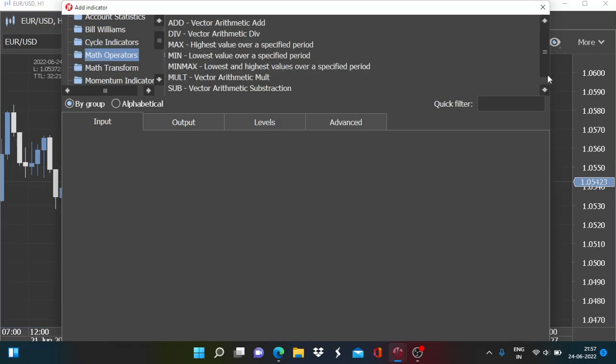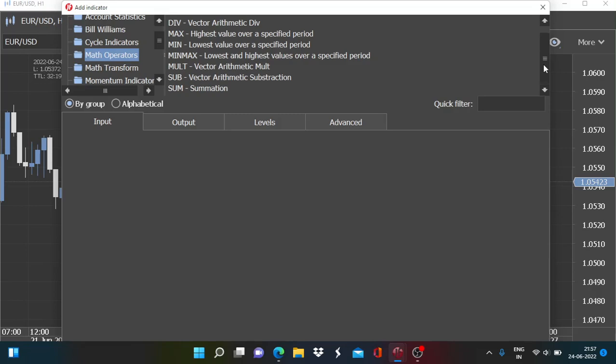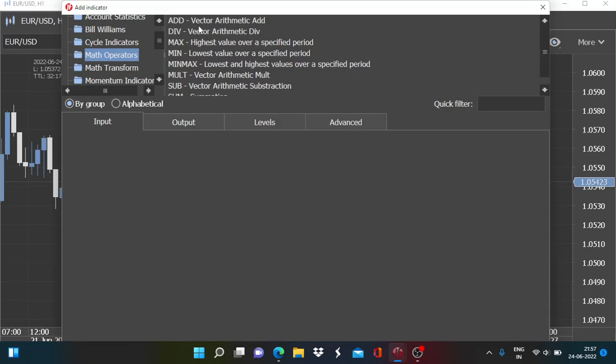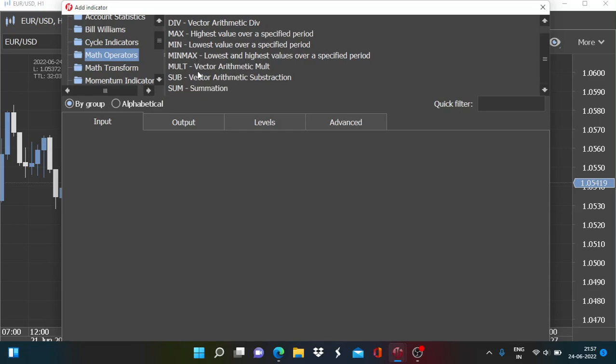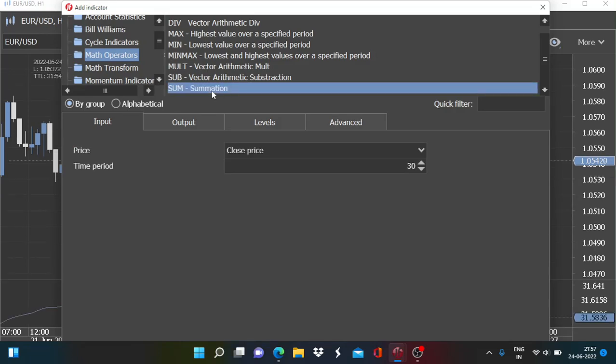So that's our focus, that's our purpose for doing this series, where I will give you examples and also the technical details of these various indicators listed amongst these various heads. Now if you come to the maths operator, we have these add, divide, max, minimum, min max, vector arithmetic, multiplication unit. We have all these kinds of options provided to us, summation.